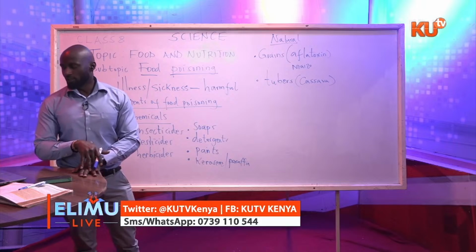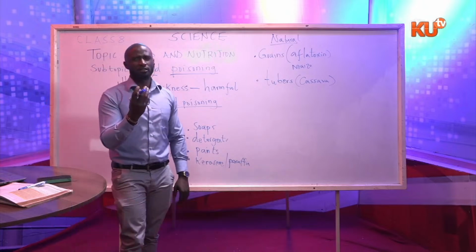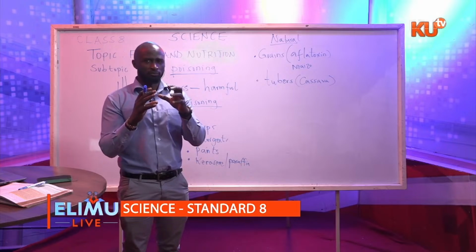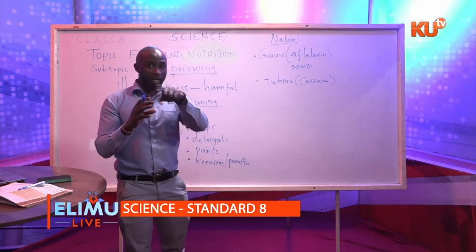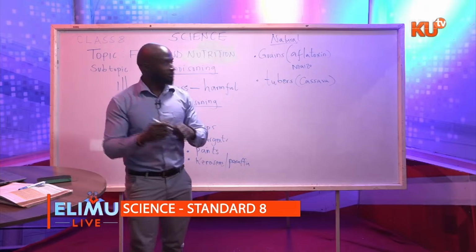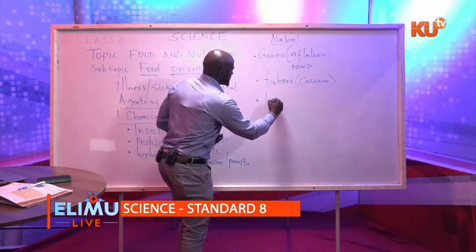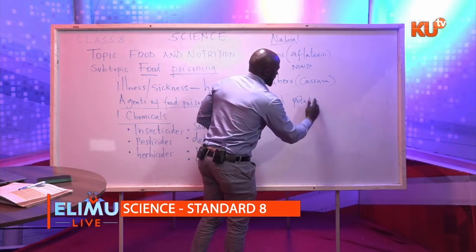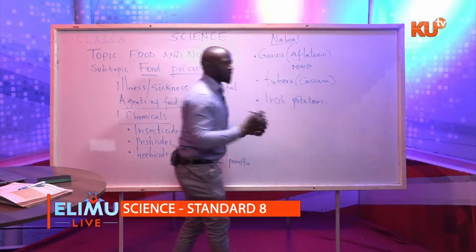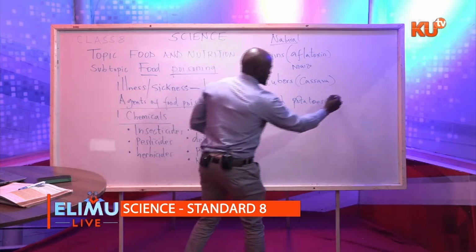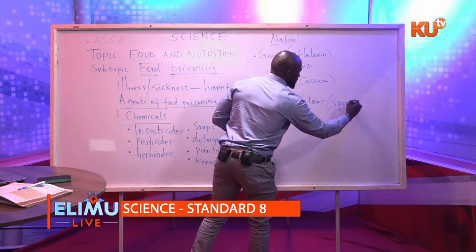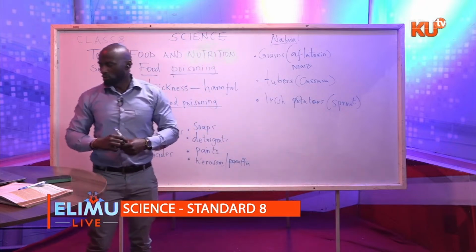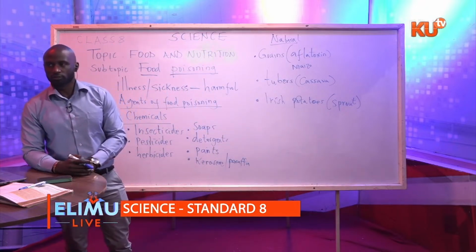The fourth thing is, if you've observed keenly, Irish potatoes, sometimes, if not well stored, they will sprout. The word that I'm using here is sprout. And you'll find some green things growing on parts of the potatoes.